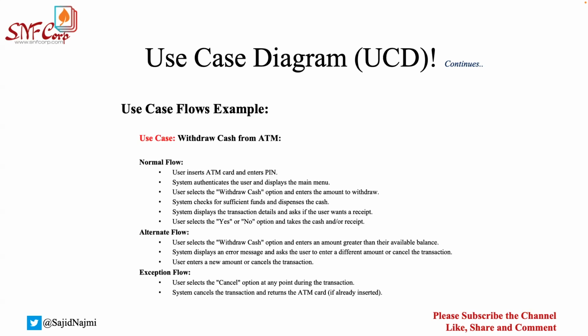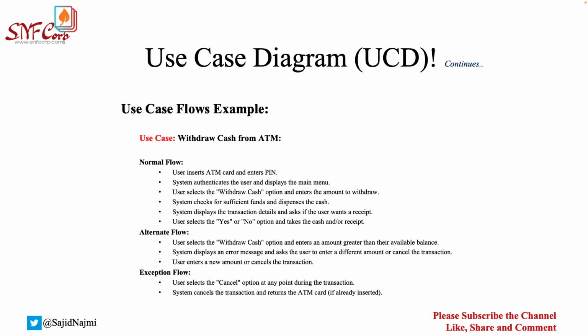I selected the withdraw cash option and entered an amount greater than the available amount in my account. I have only $1,000 in my account and I entered $2,000 for the withdrawal. The system will send me an error message and ask me either to cancel the transaction or to change the amount.